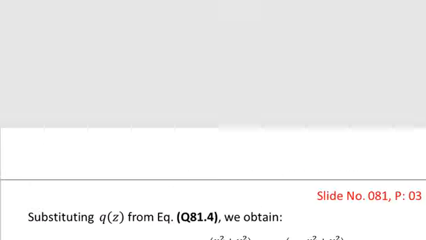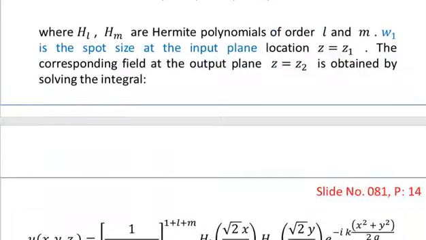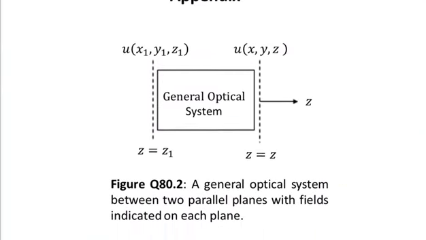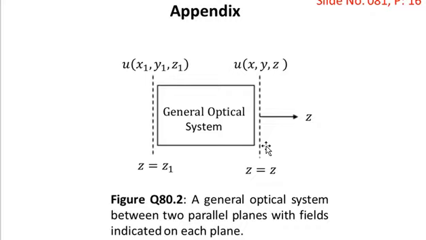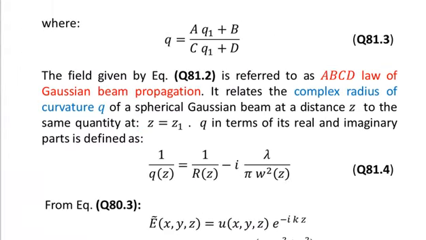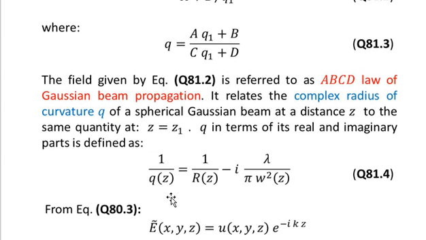So let me refer you over here to the figure that we have. q is the radius of curvature of the spherical field at the output plane, that is at z is equal to z plane, and q1 is actually the radius of curvature of the spherical wave at the input plane, that is at z is equal to z1 plane. So now q1 and q2 are clear. But you know that q1 and q2 have been referred to as the complex radius of curvature, and these will be explained over here, and we have defined q over here.